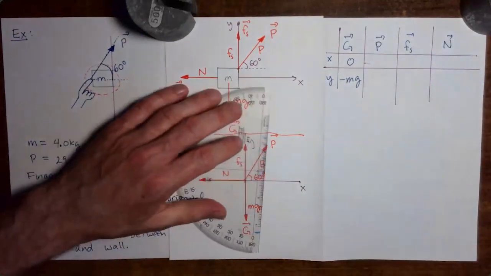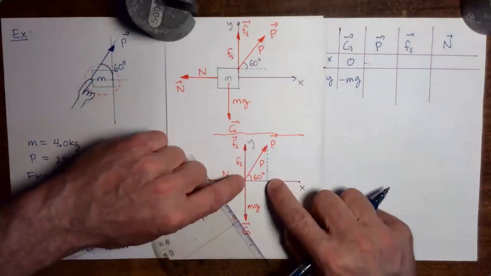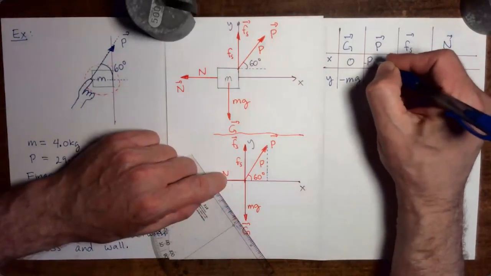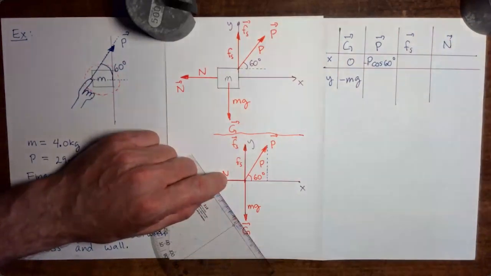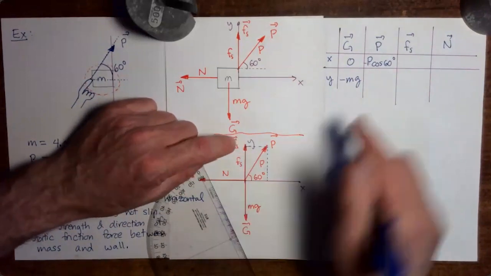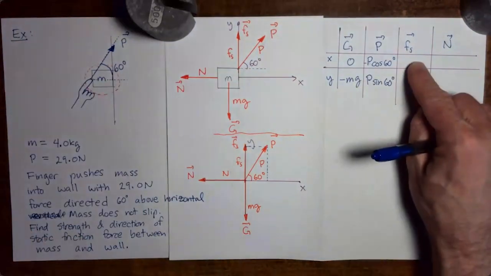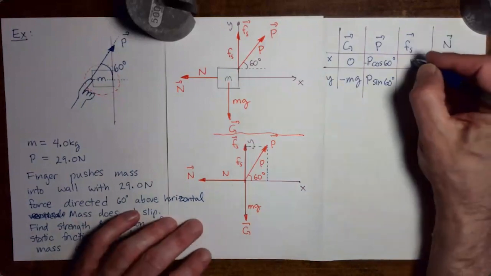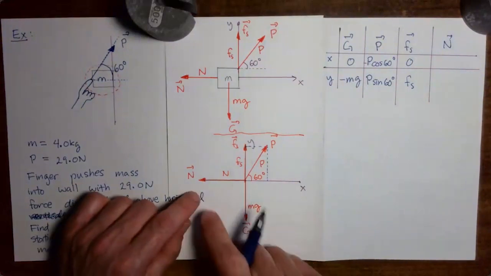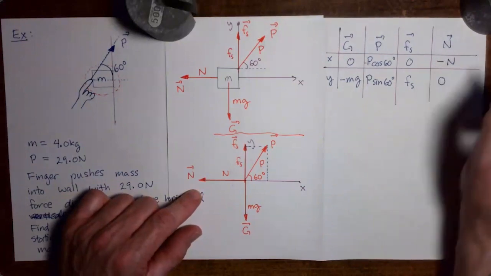So that p vector, if you look at the projection onto the x-axis, that would be the magnitude times cosine 60. So p cosine 60. And if you look at the projection onto the y-axis here, that would be the magnitude times sine 60. Okay, we have static friction force pointing along the plus y direction. So the x component is 0, and the y component is Fs. You have the normal force pointing along the minus x direction. So the y component is 0, and the x component is minus n.